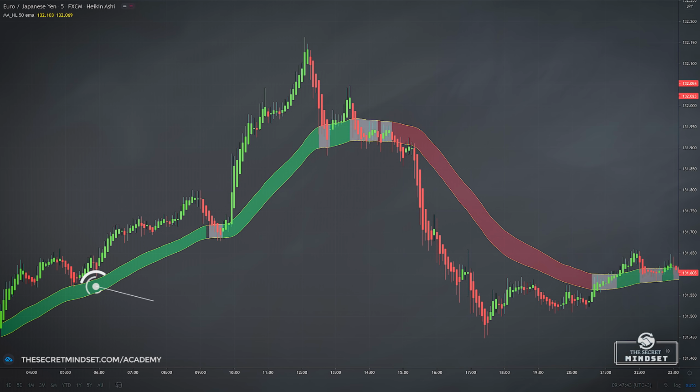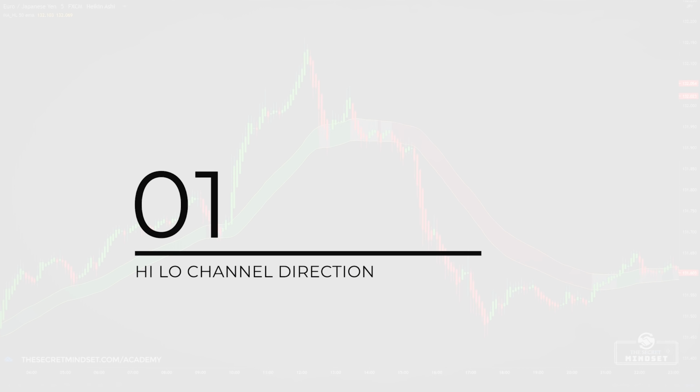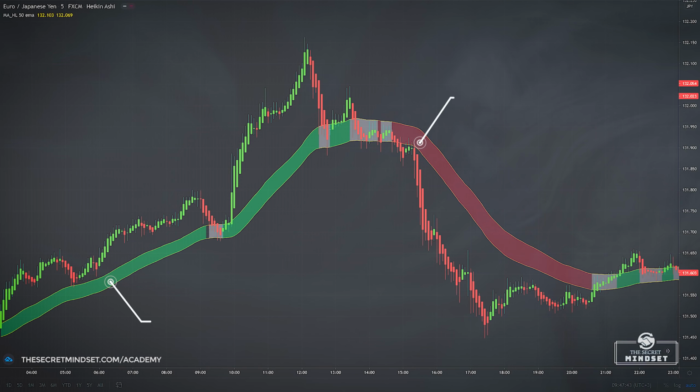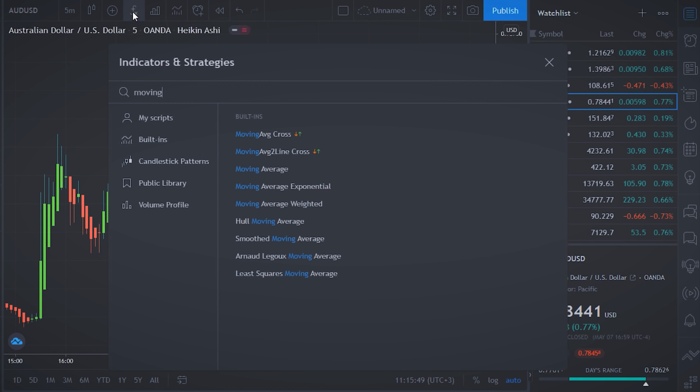Here we are using a 50-period high-low channel on a Heikin Ashi chart. However, you can experiment with different lookback periods to see which one works best for you. Higher settings tend to work well for observing trends, and the lower lookback periods are good for timing. The first aspect we need to do is to determine market direction. The primary function of this day trading strategy is to smooth trends. When the channel is pointing up, we have a bull trend. When the channel is pointing down, we have a bear trend.